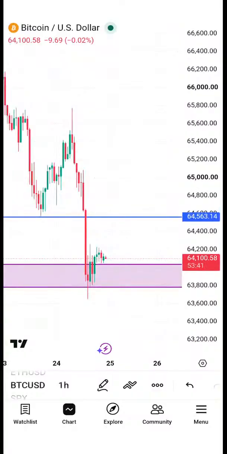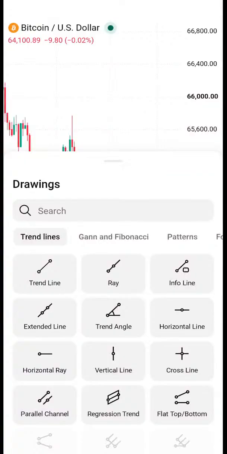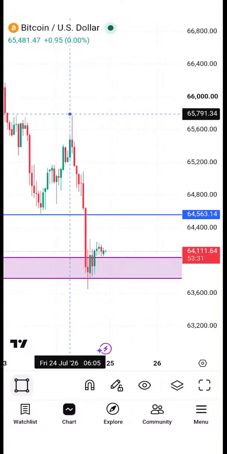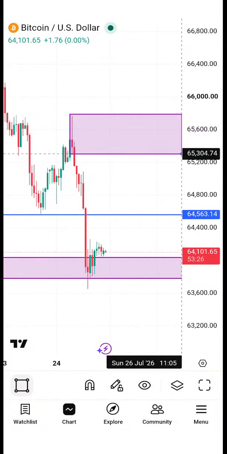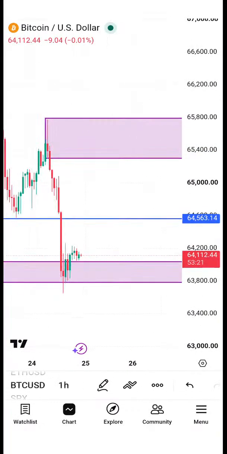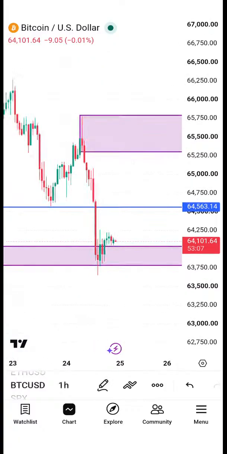Price broke below, meaning that now we have an order block here. There's an order block here. This can act as our target. It's very important to mark these areas. These are areas that you should mark so that you will know what to do when price approaches these zones.